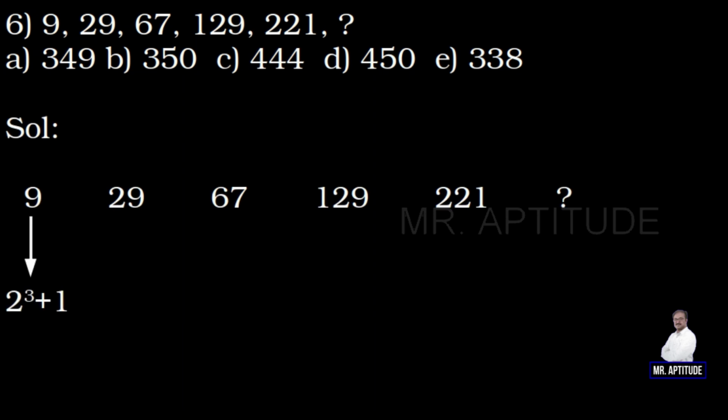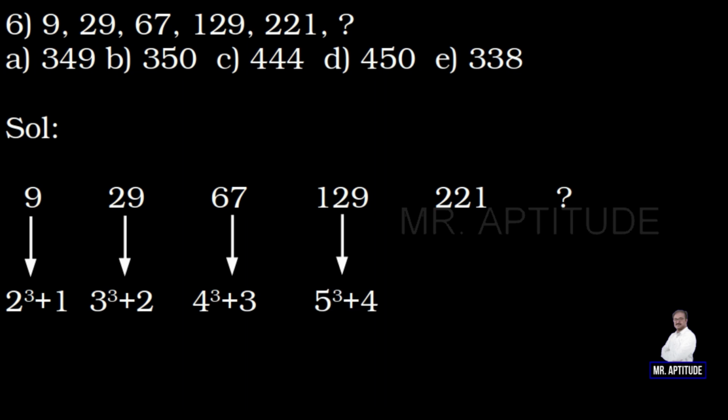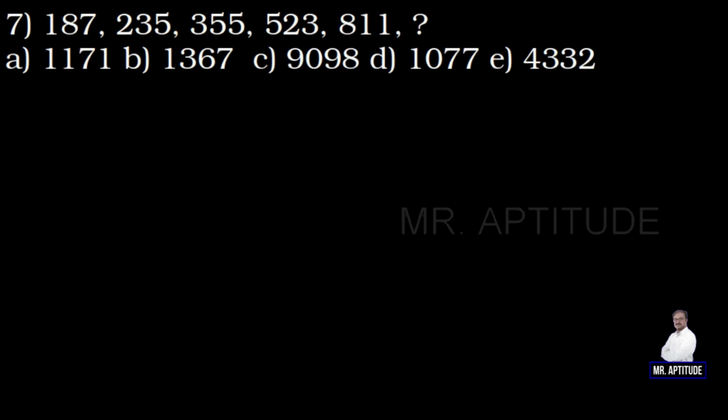9, let me write it as 2 cube plus 1. 29 can be written as 3 cube plus 2. 67 can be written as 4 cube plus 3. 129 can be written as 5 cube plus 4. 221 can be written as 6 cube plus 5. So what should be your answer now? 7 cube plus 6, which gives you 349.